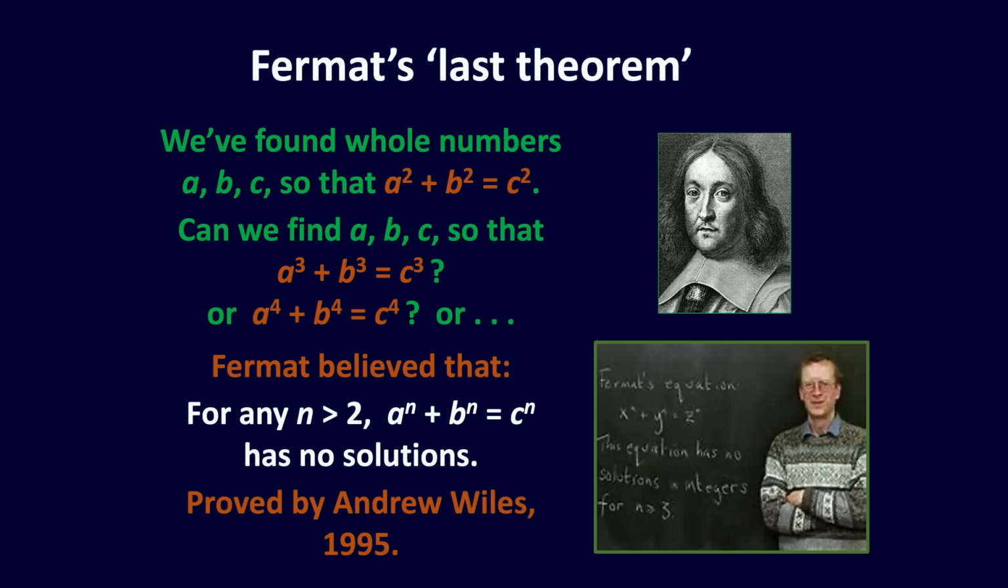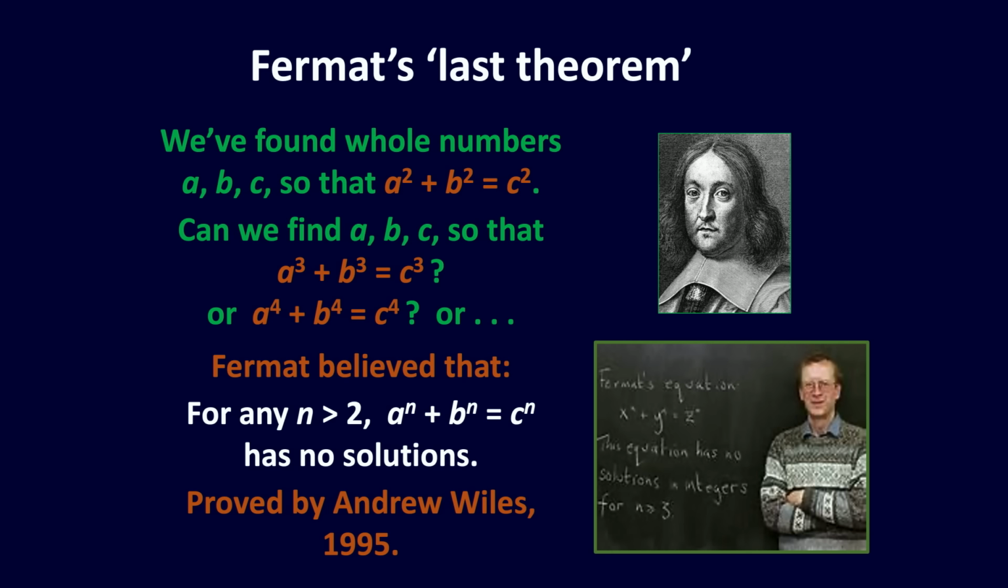Although Fermat further claimed to have proved that for any n greater than 2, the equation a to the n plus b to the n equals c to the n has no non-trivial whole number solutions, few people believed his claim. And despite many attempts at a valid proof, no one else could do so either.